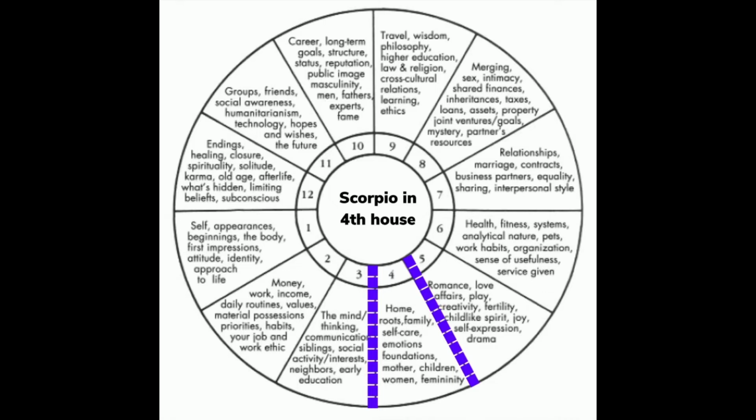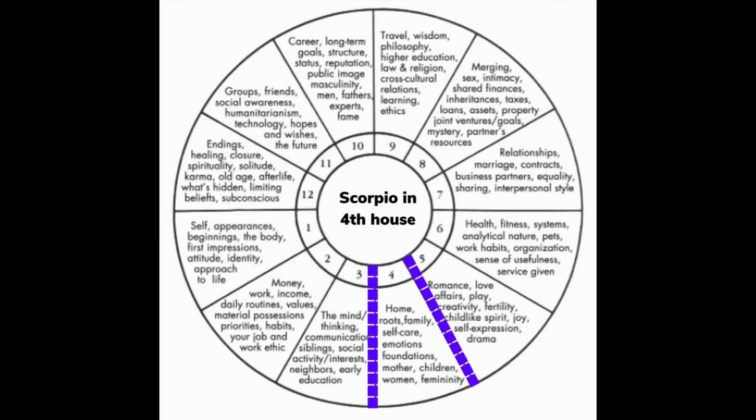There might be some type of generational curse related to women here, and it might be related to stuff like death, sex, and stuff like that. So that's also to keep in mind. But also, with Scorpio being in the 4th house here, it also means that these people are very comfortable with being in the darkness.